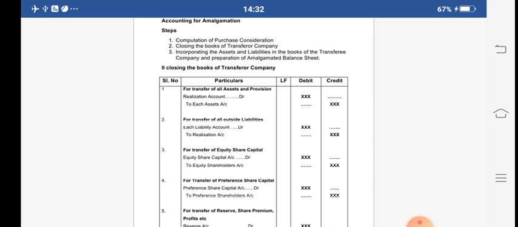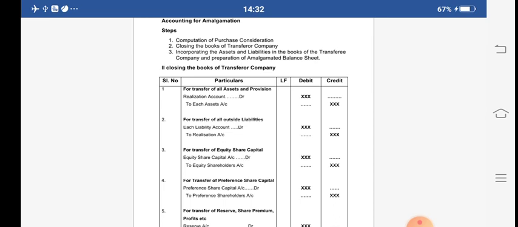It is the accounting for amalgamation. For this accounting for amalgamation there are three steps, as you know. In the last class we discussed the first step, computation of purchase consideration. The second is closing the books of the transferor company, and the last one is incorporating the assets and liabilities in the books of the transferee company and the preparation of the amalgamated balance sheet. These are the three steps.